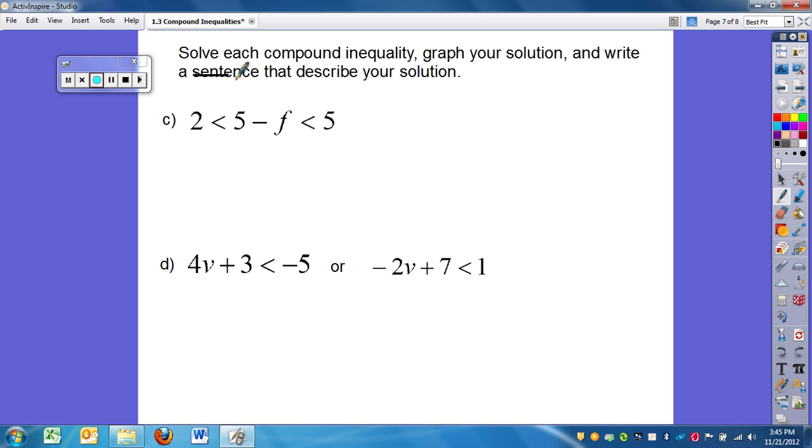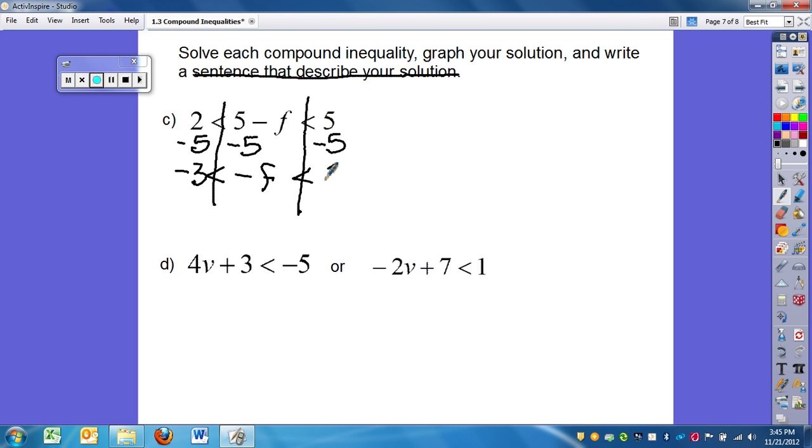So again, we're not going to write a sentence to describe our solution. So on C, again, we have 3 parts. I'm going to move the 5, so I'm going to minus 5. So I'm left with negative 3 is less than negative f. Do not lose that negative. It's less than 0. So I need to move that negative, so I'm going to divide by negative 1.